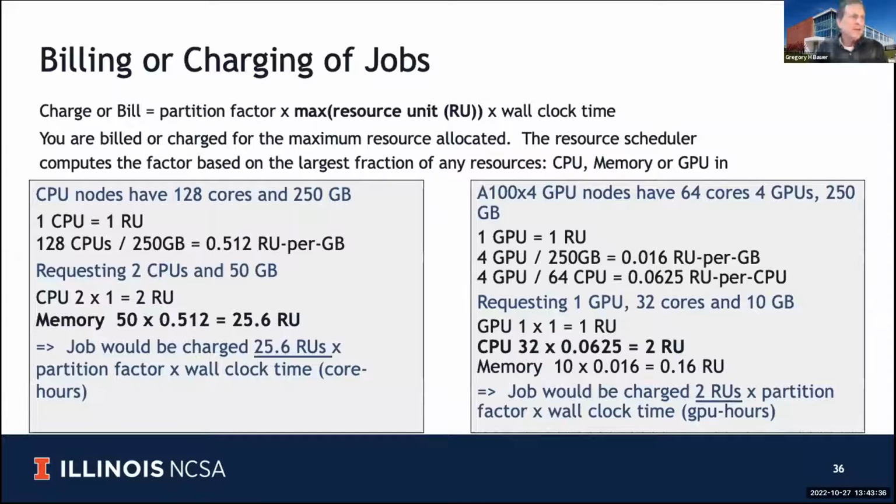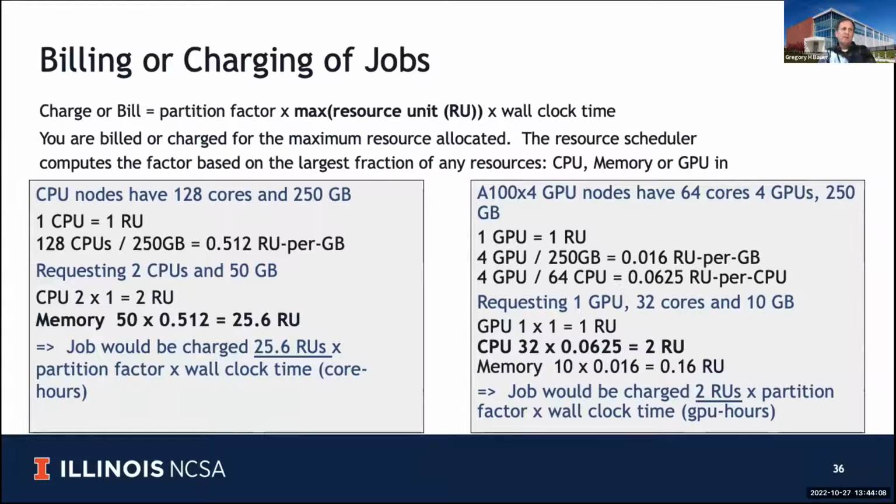Now, this is a new topic that we didn't include in our previous getting started presentation. This is the billing and charging. So there's a charge factor for what partition you're going to use. There's also the computation of what you get billed for. So when you ask for a certain number of cores and a certain number of GPUs and a certain amount of memory, there's a fairly straightforward algorithm that decides what you should be billed for.